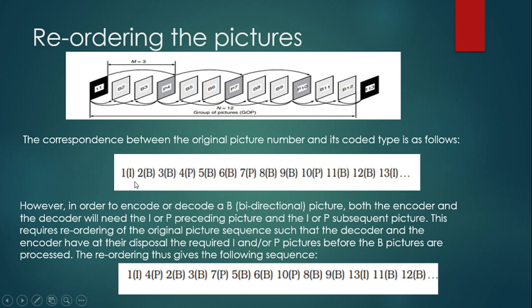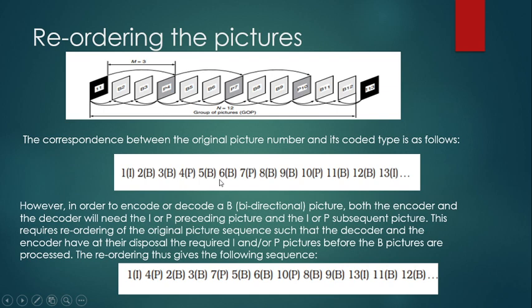So this is the relevance of the original picture number and its coded type. Here you can see the I frame is used here 1 time and 2 for the bidirectional frame. Again, the third frame is a B frame. But what we have to take care of is in what order we are encoding and in what order we are decoding. After we decode, we need to get the same sequence.